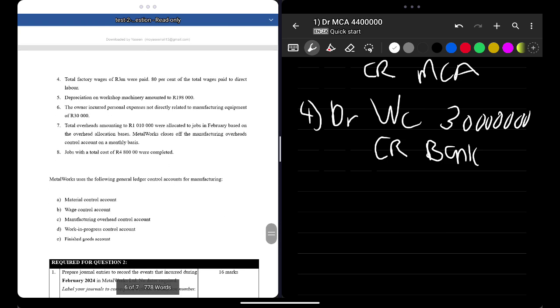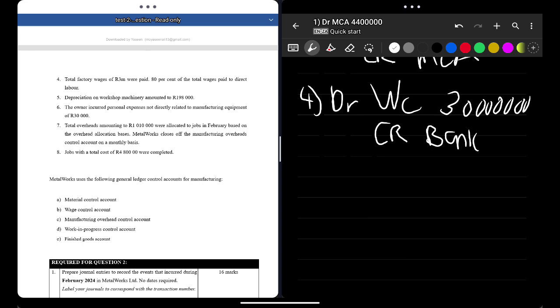But now remember, your direct labor account needs to go on to work in progress or come out from there. So it's telling you over here 80% were paid to direct labor. I told you, you're either getting direct labor or indirect. If it's direct, it goes to work in progress. Indirect goes to factory overheads. So what's 80% of 3 million? 80 times 3 million.